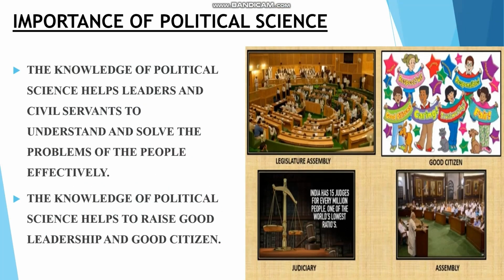The knowledge of political science helps leaders and civil servants to understand and solve the problems of the people effectively. So political science knowledge helps the leaders as well as the civil servants to understand the problems of the common people. If they are able to understand the common problems of the people, they can solve the problems easily.